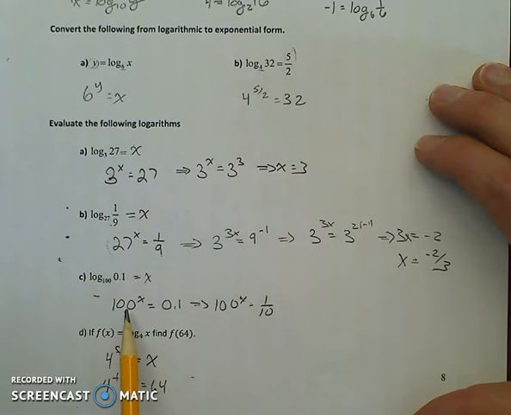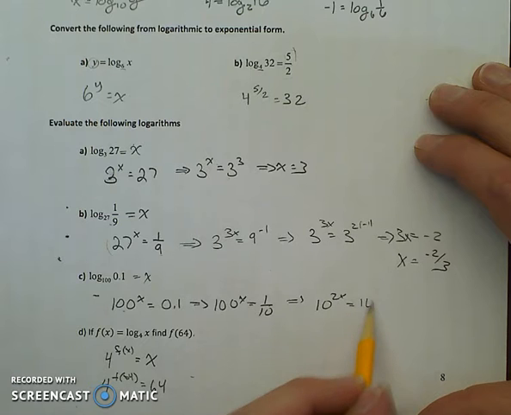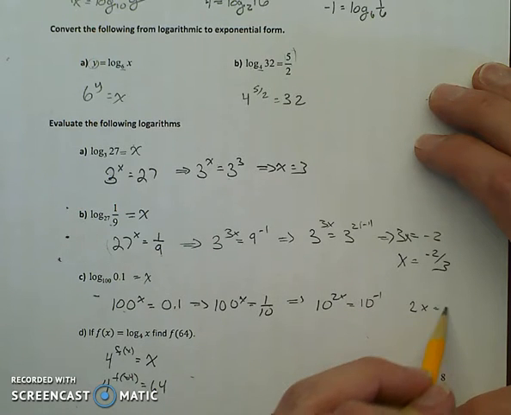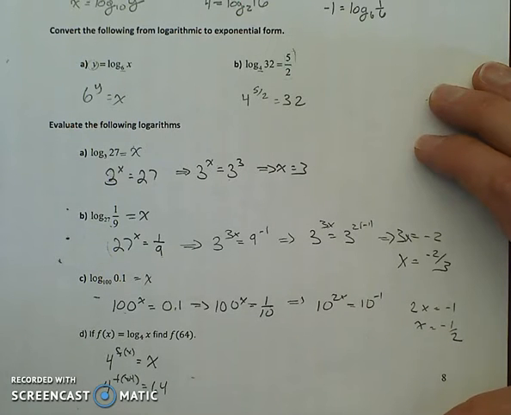With this one, we have 100 to the x equals 0.1. What we have to realize here is that 0.1 is really 1/10, which we can then state as 10 to the 2x, because 100 is 10 squared, equals 10 to the negative 1. And since we have the same base here, we get 2x equals negative 1 and x equals negative 1/2. So a lot going on. Pause, repeat, try to hear it again, see if that makes sense.